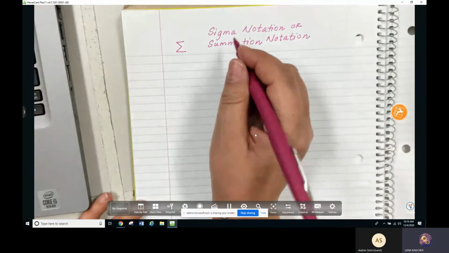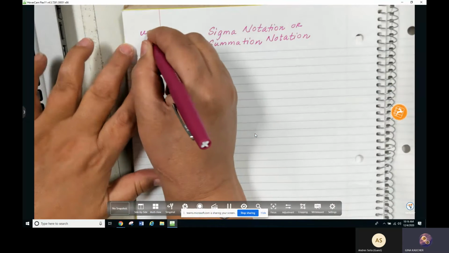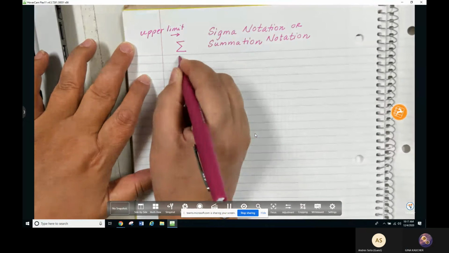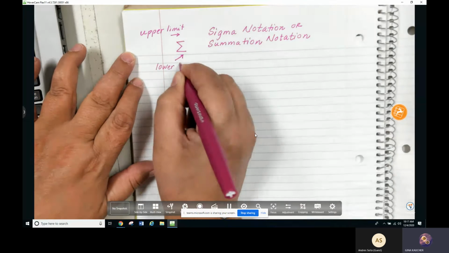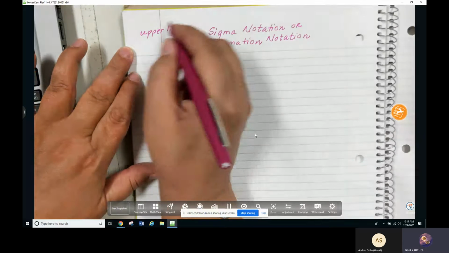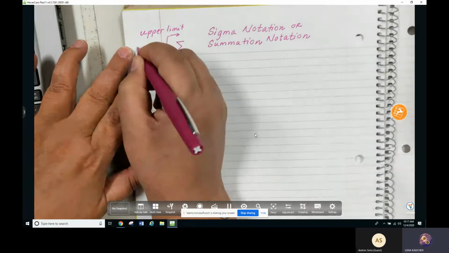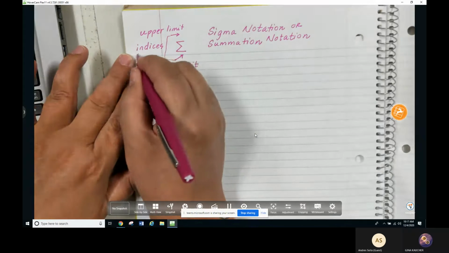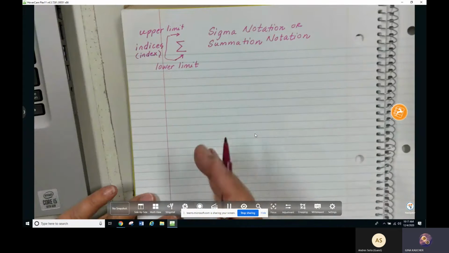So definitions up here: the number you'll see up here is often called the upper limit, and the number down here is called the lower limit. And they are also an index. So they're also indices, which is the plural of index.